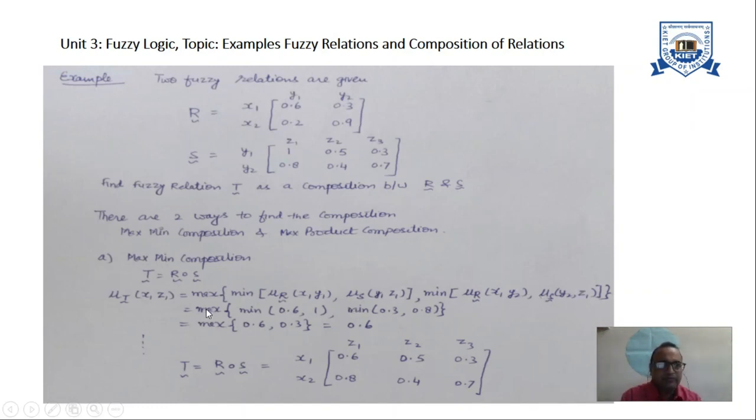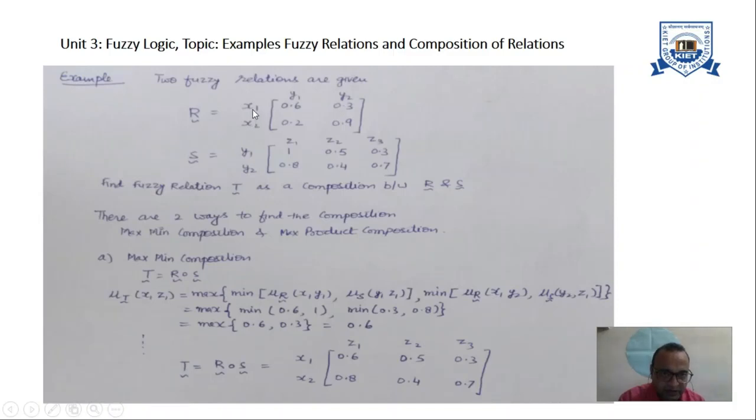get the maximum value. So from the first way, if we are coming from y1, its value is coming to 0.6, and if we are choosing the intermediary path y2, its value is coming to 0.3, and we are taking the maximum out of these, and its value is 0.6.